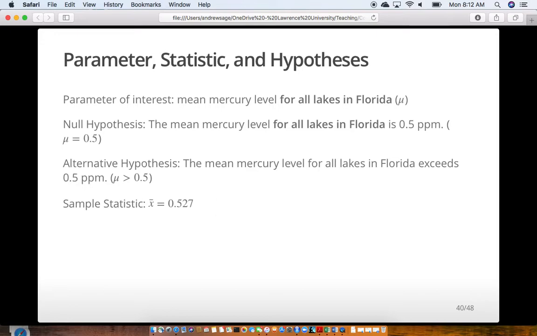The quantity we saw in our sample, the sample statistic, is x bar equal to 0.527, the mean mercury concentration level in our sample of 53 lakes. Note that we use different symbols in this situation to represent the parameter of interest than what we've used so far. In this case, we use the Greek letter mu because this represents a mean rather than a proportion. Similarly, we use x bar to represent our sample statistic because we're interested in the mean mercury level instead of a proportion as we've seen before.